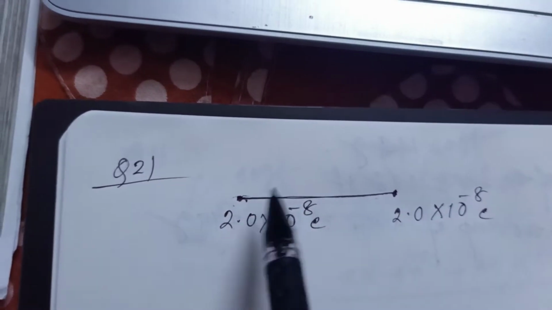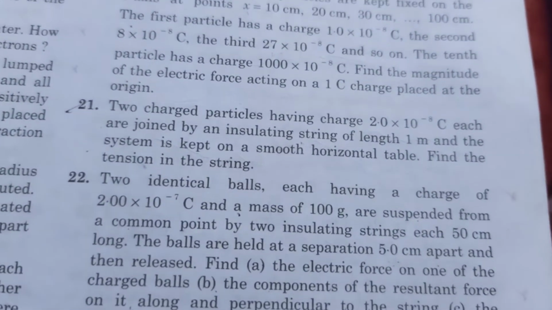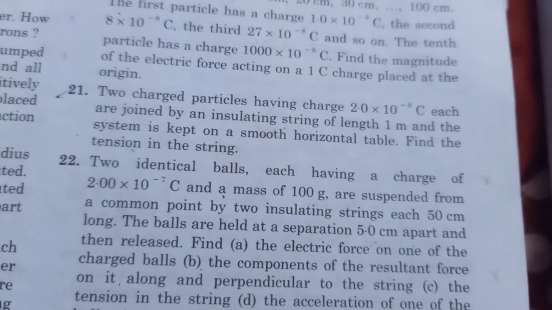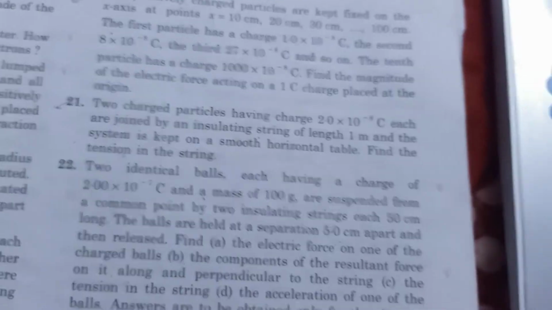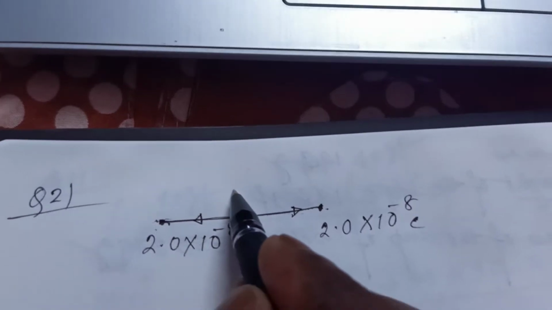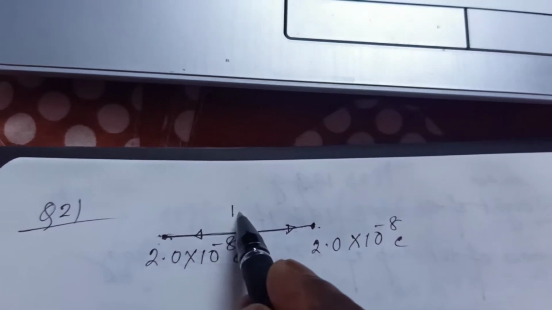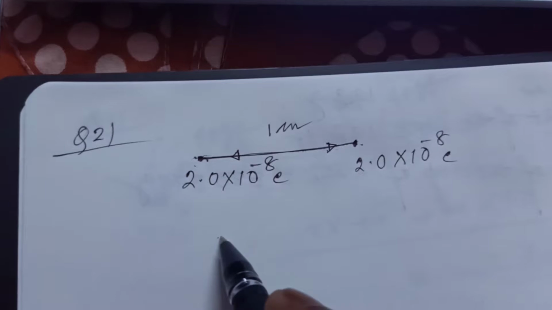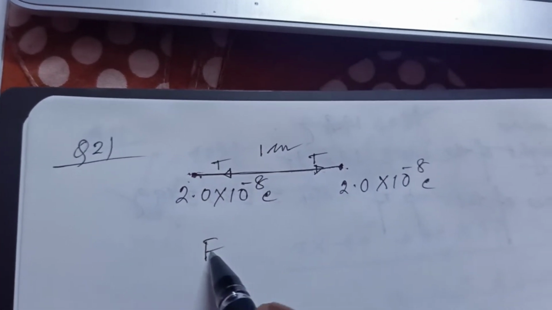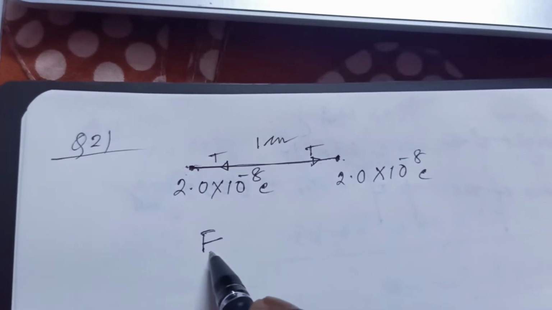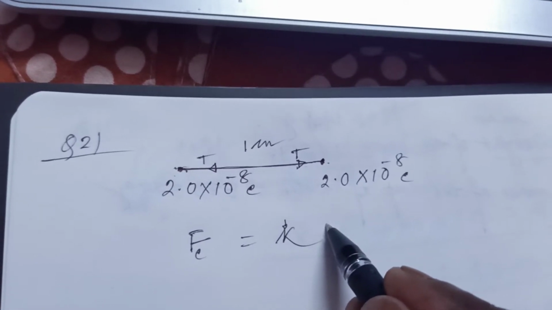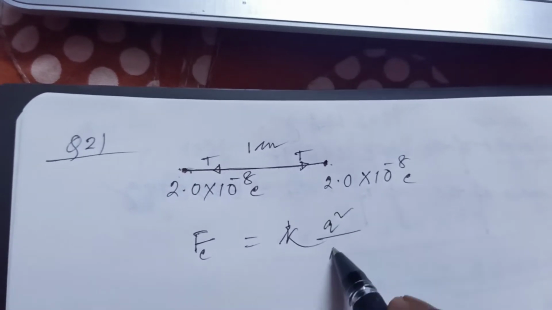So these two charges are joined by an insulating string of 1 meter, and that system is kept on a horizontal table. Find the tension. These charges repel each other, and the distance between them is 1 meter. It is so simple, students, because the tension force is contributed by that Coulombic repulsion. So it is kappa, the proportionality constant, times q into q, that is q square by distance square.